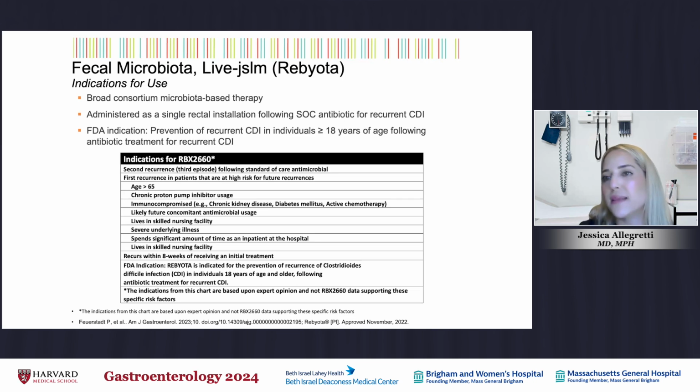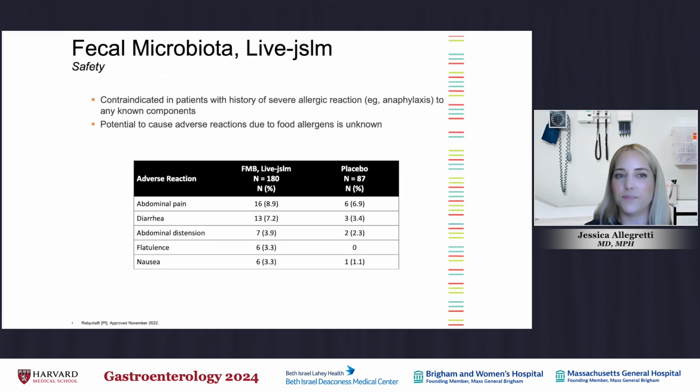Traditionally, I think we're using this in the standard FMT population, although in this table you can see a list of types of patients you may want to consider using this earlier. So older patients, immunocompromised patients, patients with IBD, those who are really at high risk for recurrence. Even at a patient's first recurrence, you might want to consider using one of these preventative strategies.